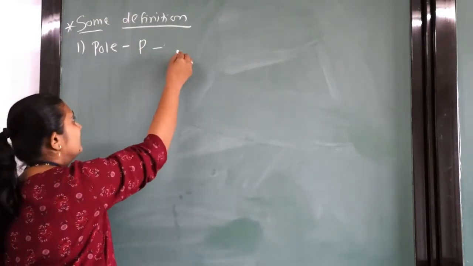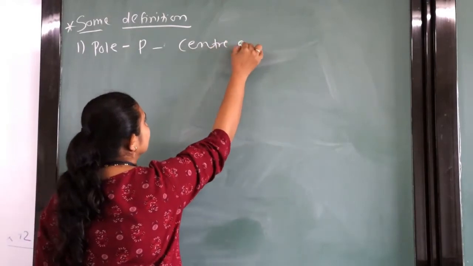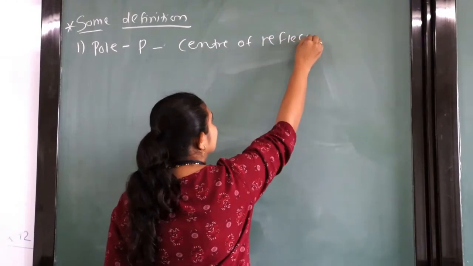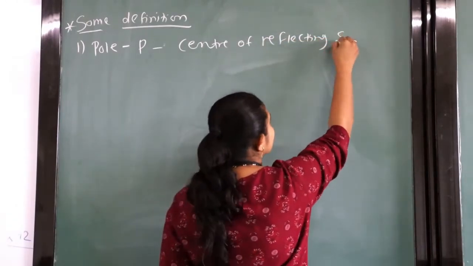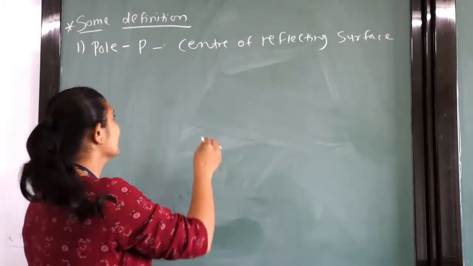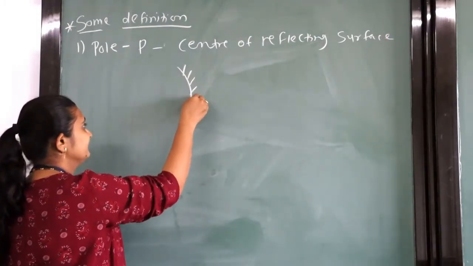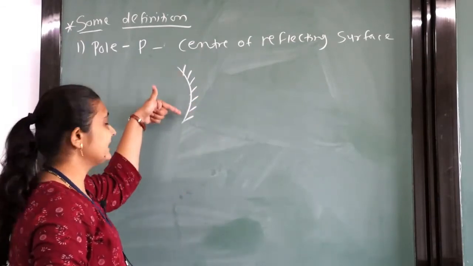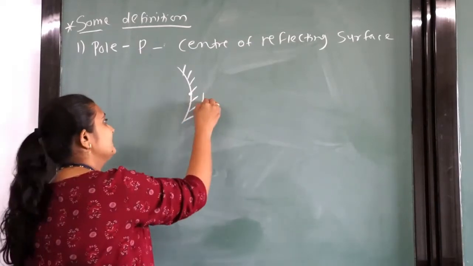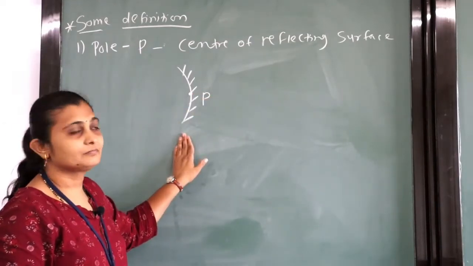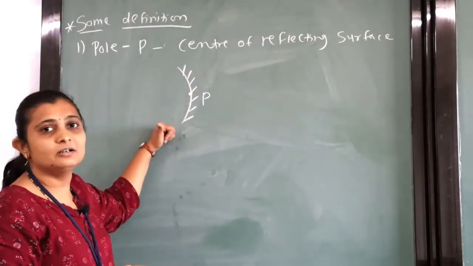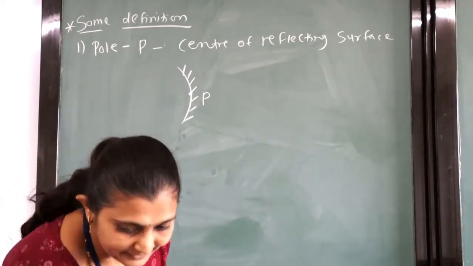Now what is the pole? The center of the reflecting surface is called the pole. Consider a concave mirror. This is the reflecting surface and this center of the reflecting surface is called the pole. Pole always lies on the mirror. It is a part of the mirror.